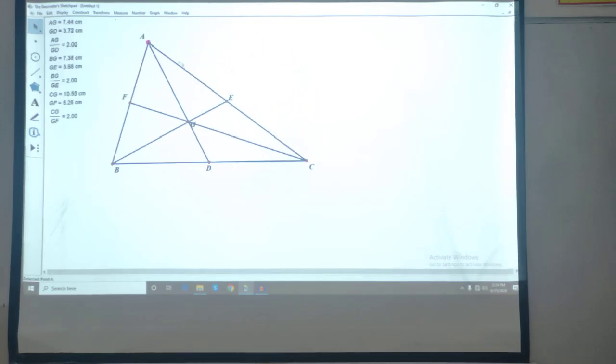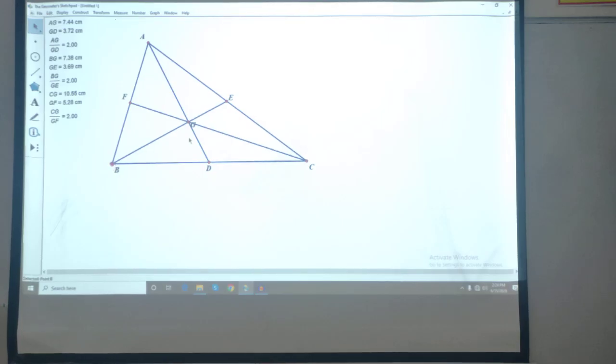In the inner triangle ABC, if D, E, F are the midpoints, then AD, BE, CF are called the medians. And the point of intersection G is called the centroid. And the centroid divides the medians in the ratio 2:1. So some more important properties of centroid are here.